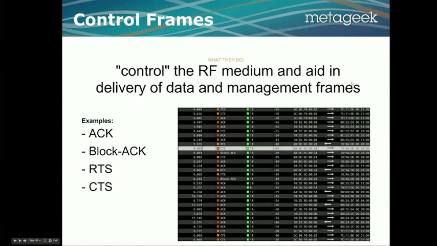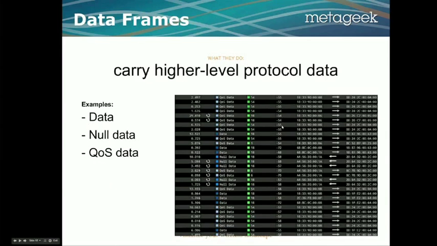The control frames, these control the RF medium and aid in delivery of data and management frames. And basically, these let everyone know that the conversation has ended. If I send a frame and you send an acknowledgement, that lets everyone know, hey, this conversation is over, it's someone else's turn to talk. Then we also have the request to send, clear to send. We talked about that a little bit, where the access point will say, you have to ask permission to speak. So those will always be orange in IPA.